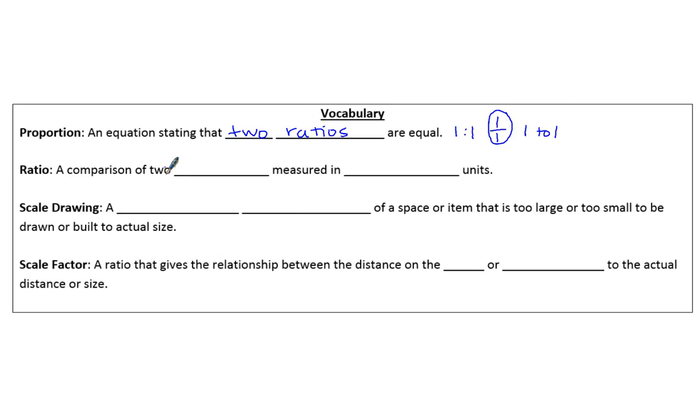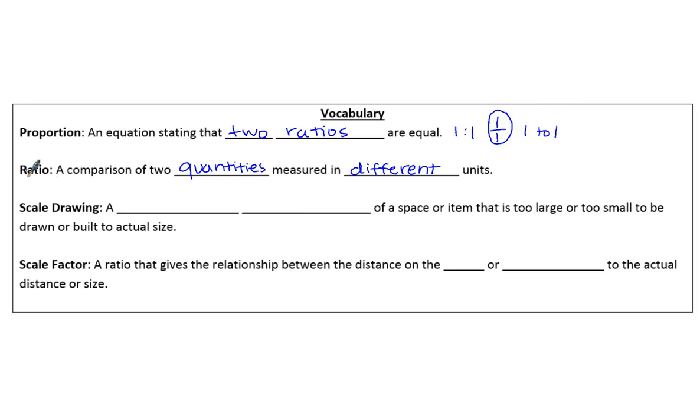A ratio is a comparison of two quantities measured in different units. For example, 1 mile per gallon, if you're talking about how far a car can go. Maybe like 25 miles per gallon is more realistic than 1 to 1 in that case, but they're different quantities and they're comparing the two.